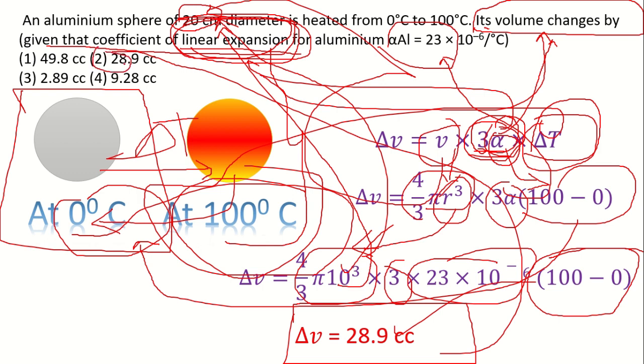Remember, units are very important here, because in the options you have two values which are similar to each other, with only a difference of a decimal point. So you have to mind the units while solving the problem. We are considering centimeters directly, because in the options it is asked in cubic centimeters, so it will be better to solve with centimeters.